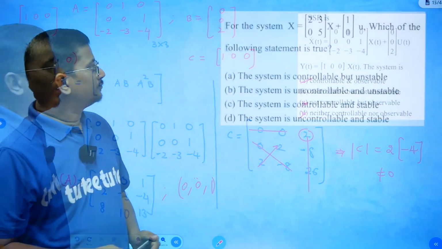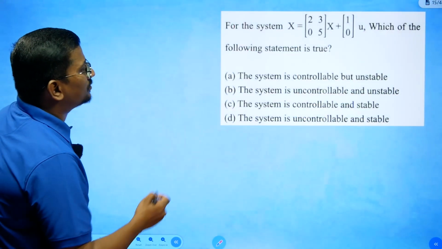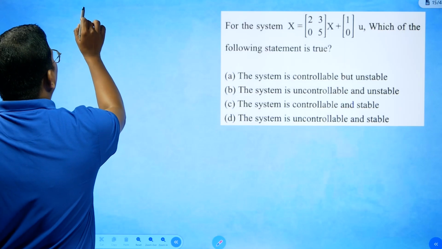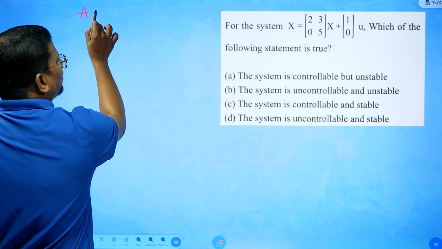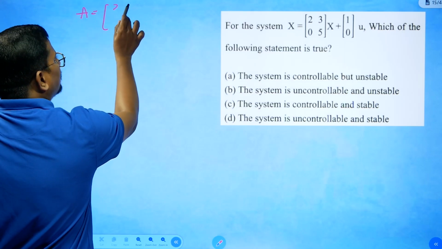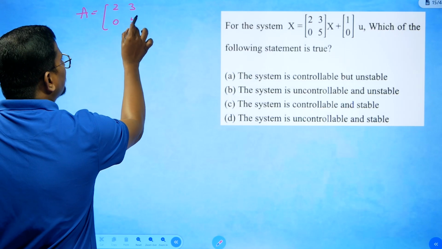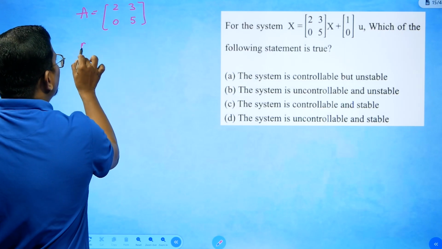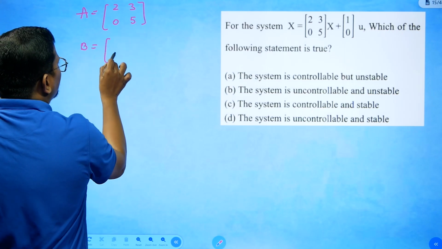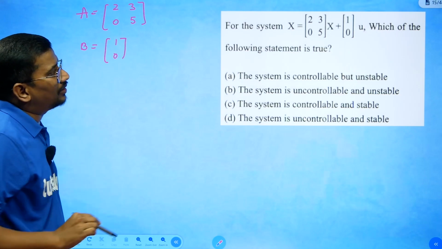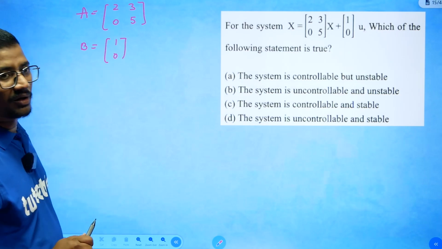Okay. Now let us see this question. So again they are asking about controllable and observable. So what is the given matrix A? 2, 3, 0, 5. What is the given matrix B? 1, 0. Okay. So 2, 3, 0, 5, 1, 0 we got.